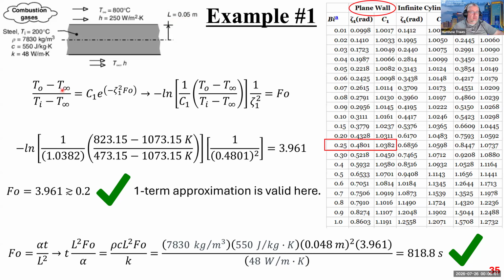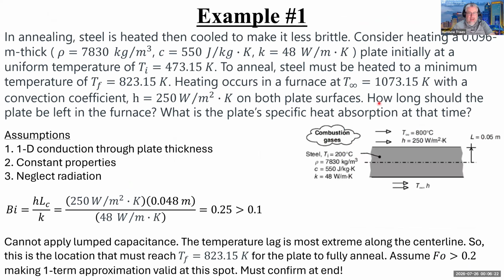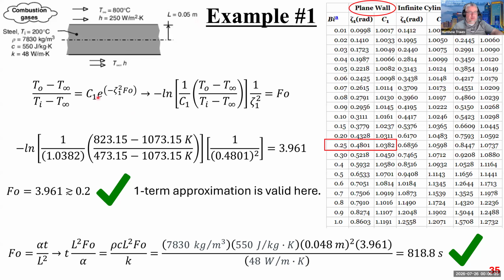Okay, so we're looking for the centerline temperature. This is the equation for the centerline temperature. Here's the dimensionless temperature ratio. Here's that standard exponential term. We're going to flip this around because we're interested in finding the time. Our goal is how long should the plate be left in the furnace? Fourier number is a dimensionless time. So we're converting this algebraically until we get Fourier number all by itself, and then we plug in values to actually get the value for Fourier number.